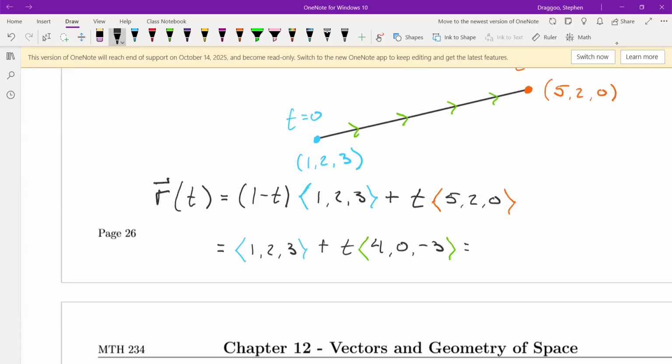And to completely beat this dead horse, I can combine those two vectors into one vector and call it 1 plus 4t, 2 plus 0t, and 3 minus 3t. So 3 different forms for the same line segment. Just choose the one that suits you best or that's easiest to come up with.